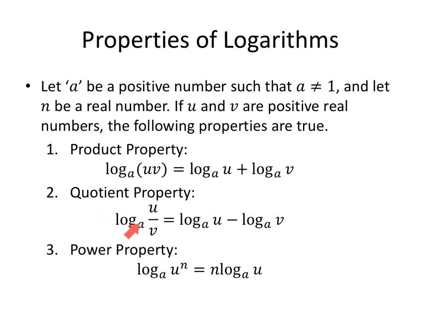Quotient property, log base a of u over v equals log base a of u minus log base a of v. And remember, if you're dividing two things with the same base, you subtract their exponents, always numerator minus denominator. And a power property, log base a of u to the n is equal to n times log base a of u, because if you have an exponent raised to an exponent, you multiply. So the same properties we had for exponents hold for logarithms.